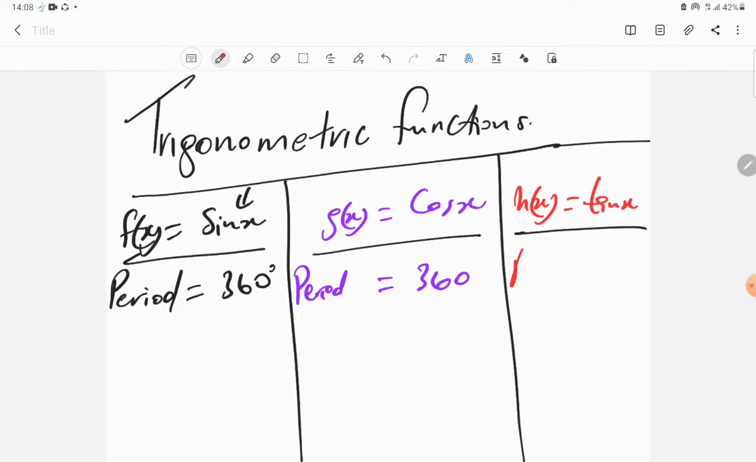So the period of tan is equal to 180. So that's what is different from sine to other trig functions.